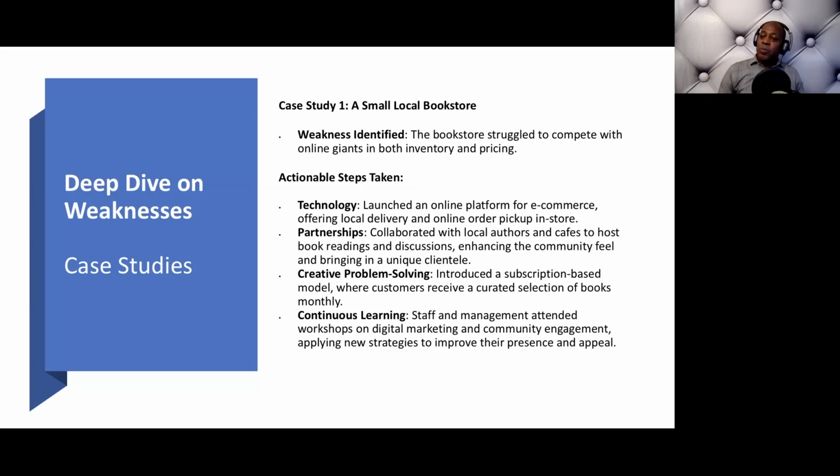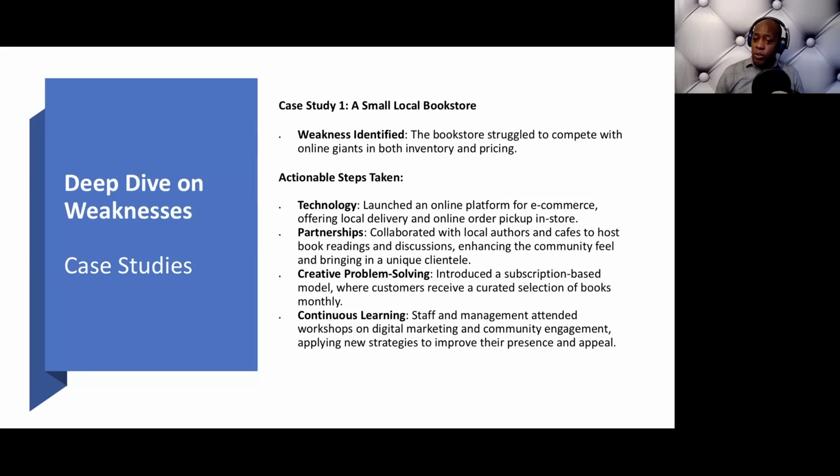So no longer just a bookstore where you go buy books, because you can get on your Kindle and this and that. It's a venue. So how can you leverage that? So here are the steps that they took. They started with technology. They launched an online platform for e-commerce offering local delivery and online order pickup in store.